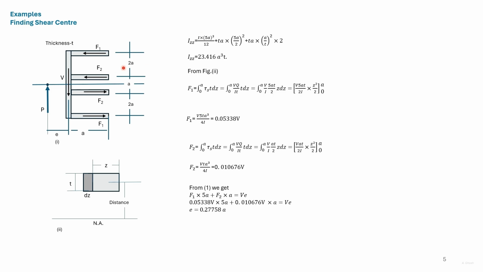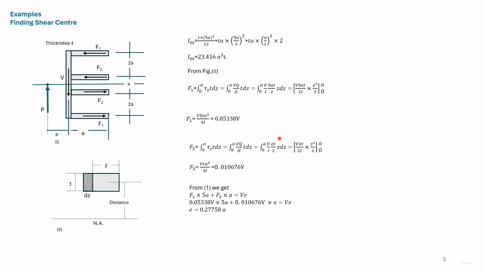Similarly, we find F2. Again, the force acting on the small element will be tau s dz into t. So F2 is found by integrating tau s t dz from 0 to a. Substituting tau s as VQ by It. Q here is z into t into a by 2.